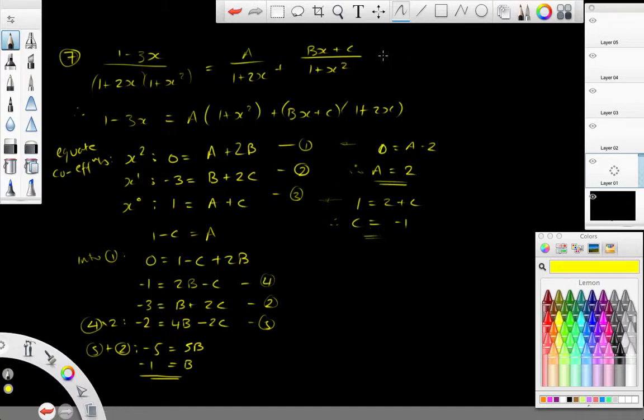So this then is going to equal 2 over 1 plus 2x, plus minus 1 x minus 1 over 1 plus x squared. Alright.